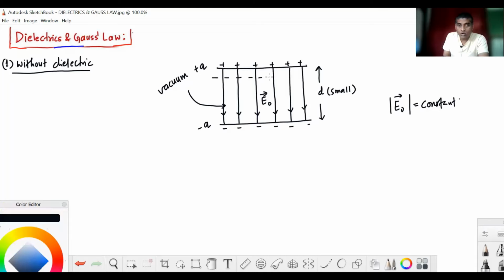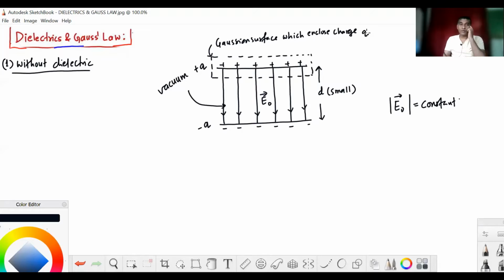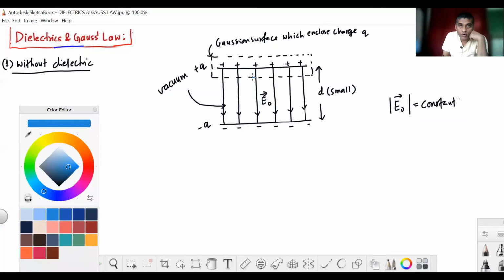Now, in order to apply Gauss law, we must draw a Gaussian surface, okay. So this is a Gaussian surface, which encloses charge q in magnitude, okay. So we have this. Now let us take a small elementary area of the Gaussian surface, okay. So the area of this element is ds in magnitude.